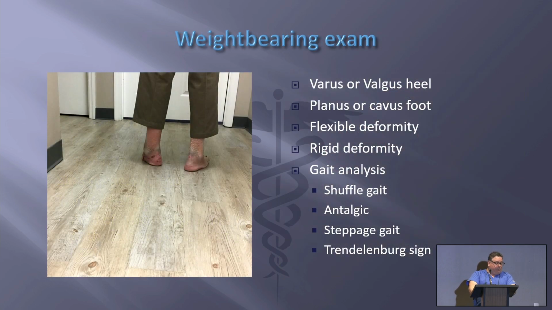So once again, going back to the weight-bearing exam, we can see here that this patient has significant rear foot varus of the right foot. So do they have a varus or valgus heel? Do they have a planus or cavus foot? Do they have a flat arch? Do they have a high arch? Is it a rigid deformity? In other words, does it stay varus like this guy? Or when they stand, are the joints mobile?